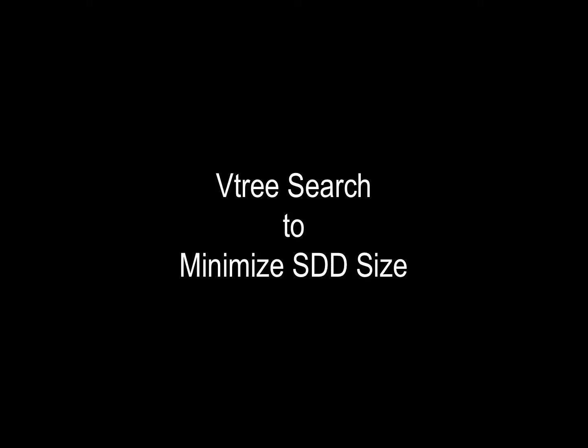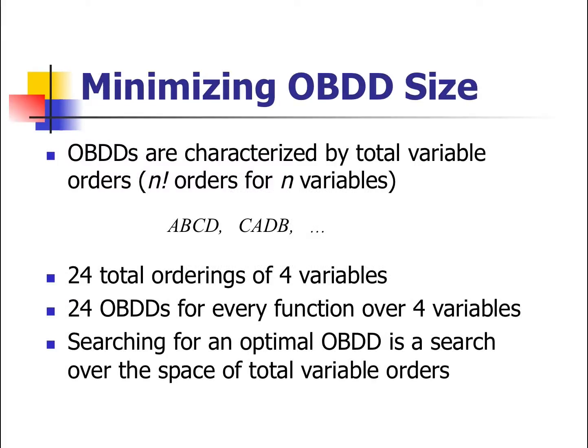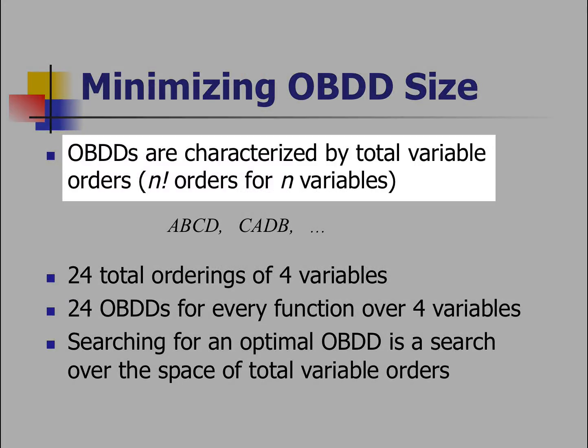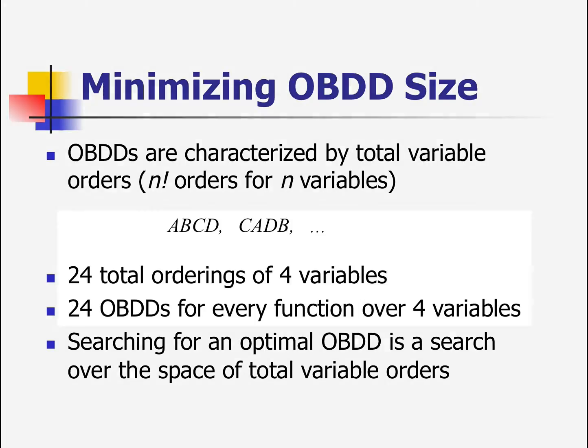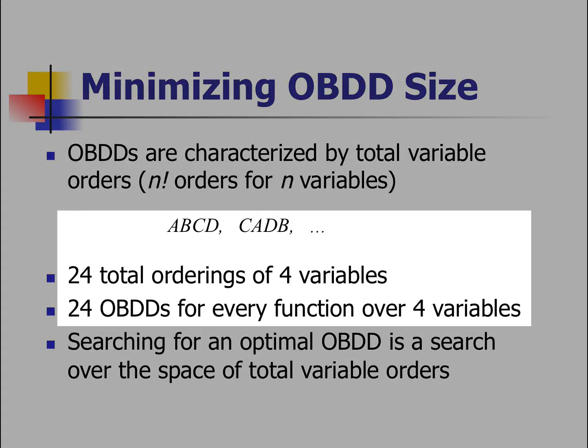And to motivate this particular process, I will first use an example of a similar situation but in OBDDs, because this is simpler. Recall that OBDDs are characterized by a total variable order. So if we have n variables, that's basically n factorial orders. And here's a concrete example with respect to 4 variables. In this case, 4 factorial is 24. So we have 24 different total orders and therefore 24 different corresponding OBDDs.